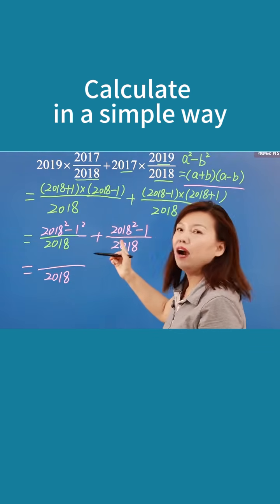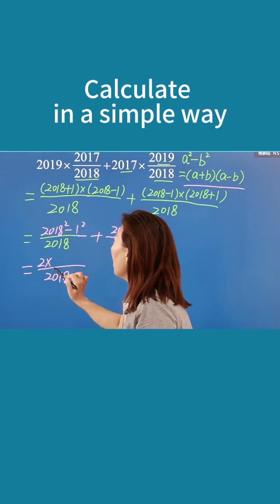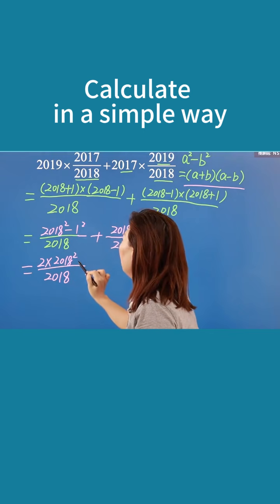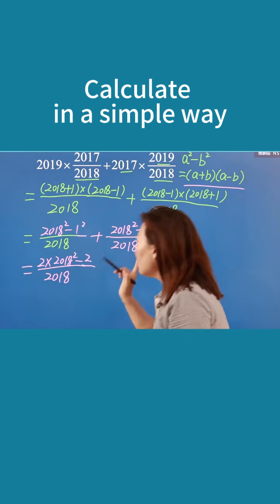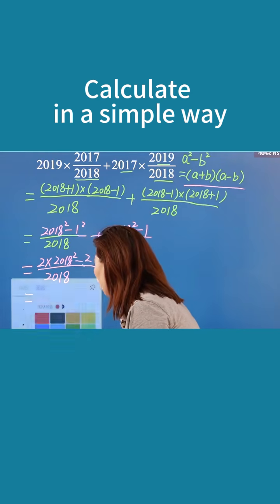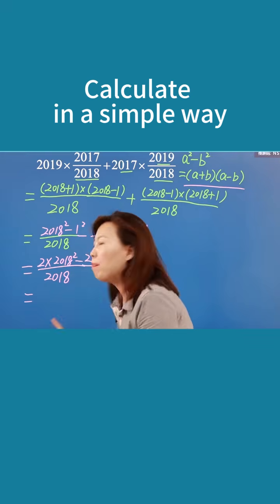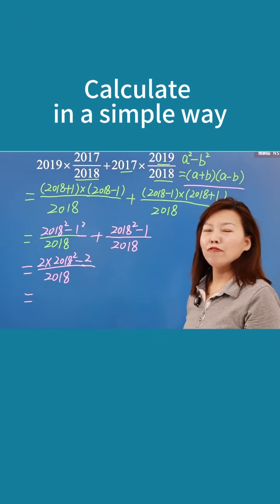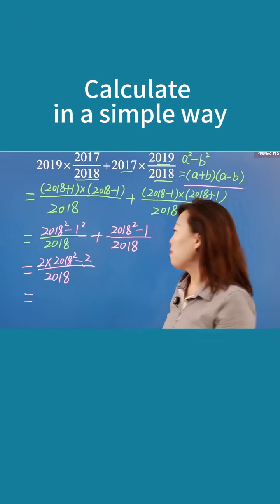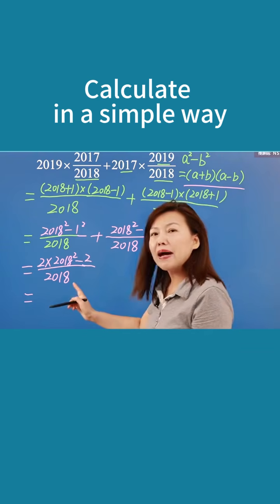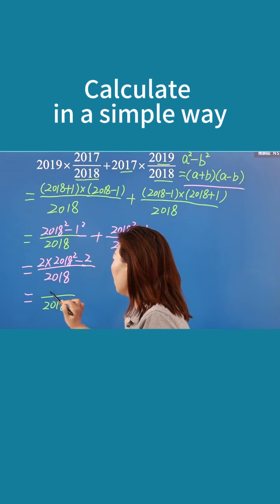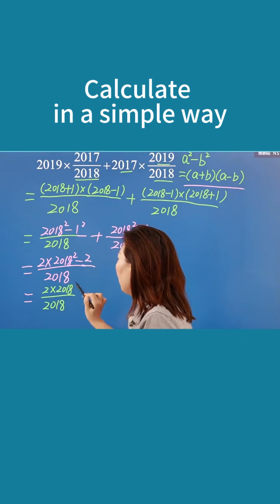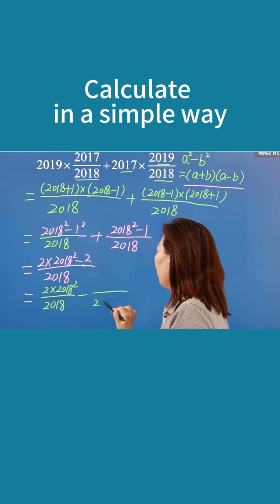Look, 2018 squared terms, isn't that equivalent to 2 times 2018 squared minus how many ones? 2 ones, so minus 2. At this step, you must remember, students, please do not try to calculate this directly. Otherwise, it will be very troublesome. So what should we do? I will split this fraction again. Split it into what? I can split it into 2 times 2018 squared over 2018 minus 2 over 2018. Isn't the result the same?